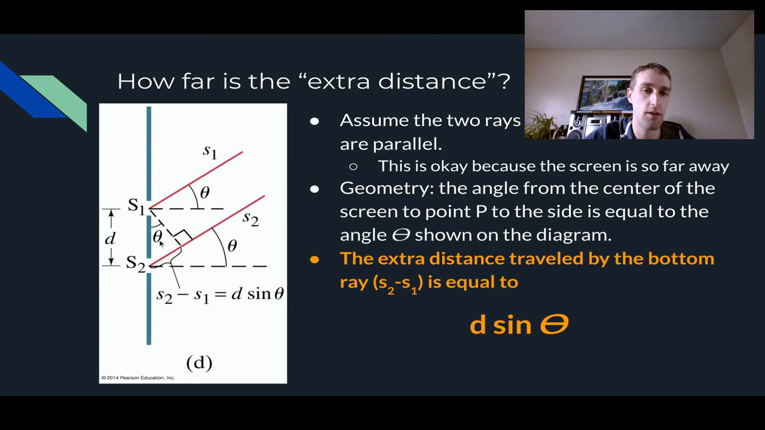You can see that because this angle theta is complementary to this one, which means in a right triangle, these two angles have to add up to 90. So this theta is that theta. If that doesn't make sense, I can explain that in more detail, but this theta is the same as that theta. So if that is true, this extra distance is just equal to d times the sine of theta, because it's a right triangle, and that is our SOHCAHTOA trig identity. So d is the hypotenuse times the sine of theta, which gives us the extra distance.